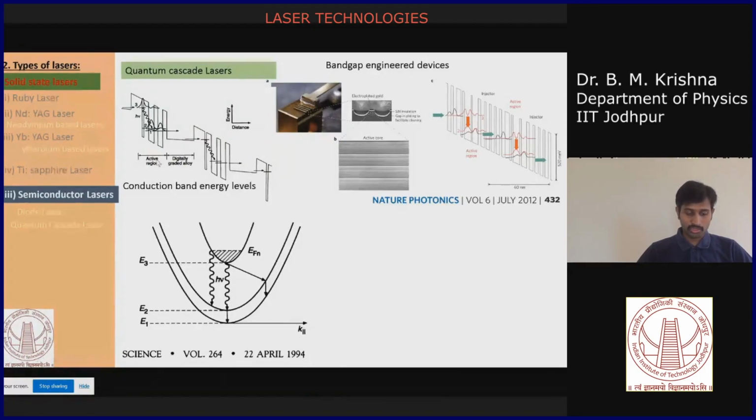Conduction band, these are all conduction bands in the higher energy of the conduction band. So that way you can create lasing action in the band gap engineered devices, and this was first realized in the year 1994. So it's almost 25 years since the invention of quantum cascade lasers.